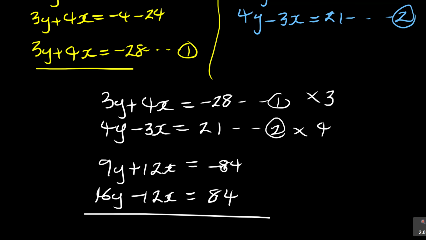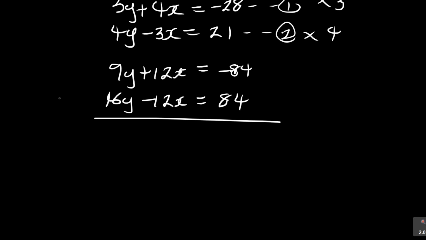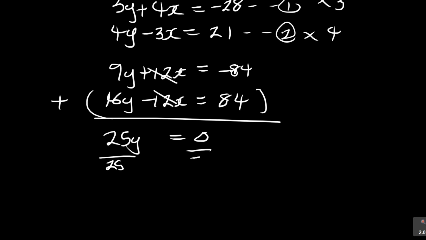So you roll off x here, and when you do, you add equation 1 and equation 2. So 9y plus 16y is 25y. The x goes off, is equal to minus 84 plus 84, it's 0. Divide 25 over 25, there is your y. y is equal to 0.